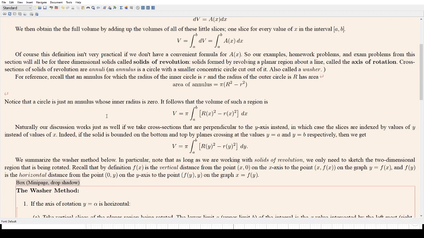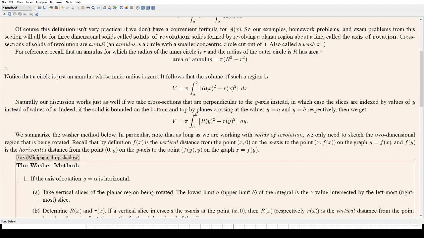Oh yeah, and by the way, an annulus where the inner radius is 0 is just a circle. So circles are also annuli. So I'm not missing anything by saying that the cross-sections are all annuli, because some of them are going to just straight up be circles, but that's fine. Those are just annuli where little r is equal to 0.